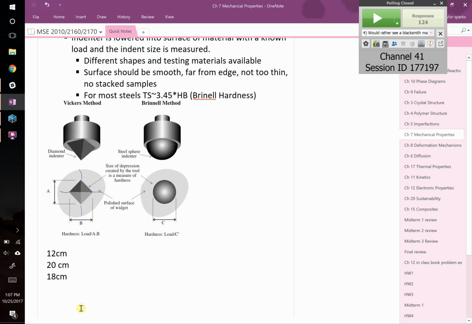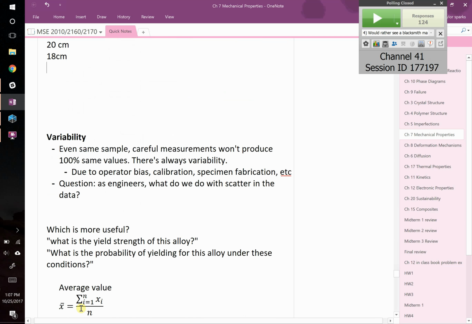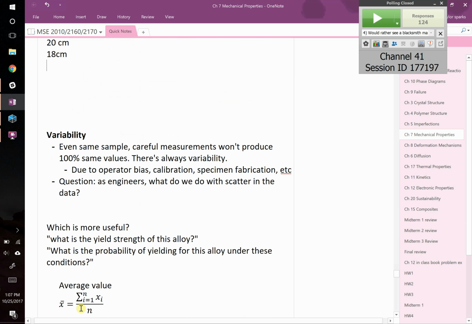Almost. So this leads to the question: even when we have things that we've engineered and you'd expect to be pretty similar, you can see pretty big differences in variability, right? Variability in data is a big deal in engineering. Same sample, careful measurements, you won't always get the same result every time. That could be strength, elongation, time until failure, any property you want. There's always going to be some sort of scatter.